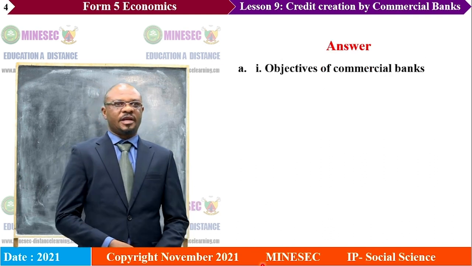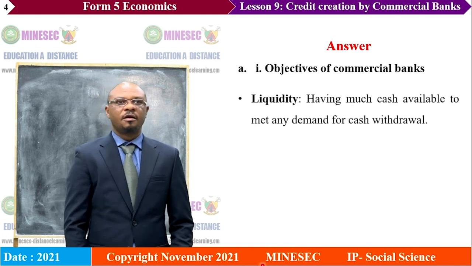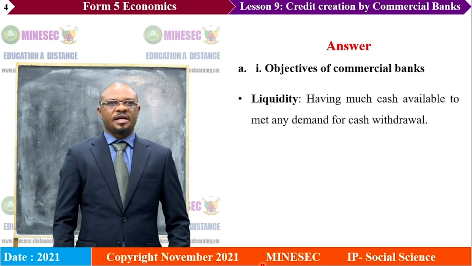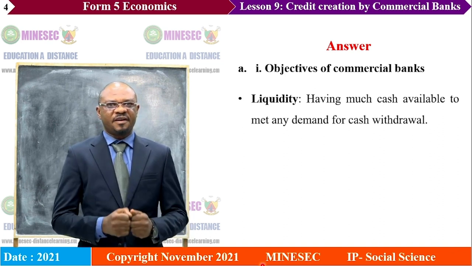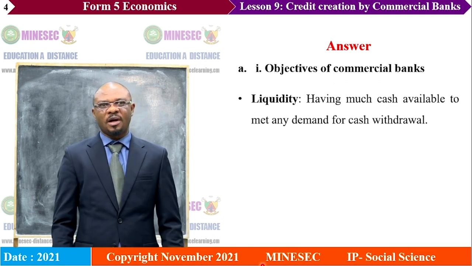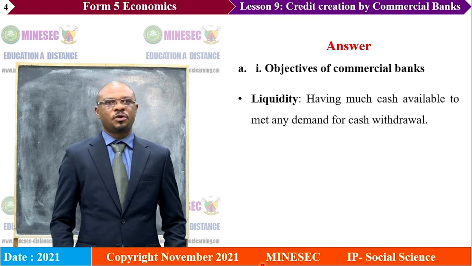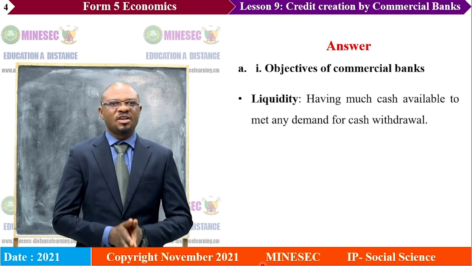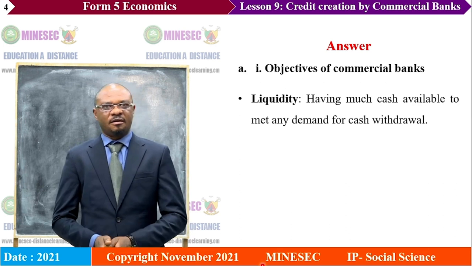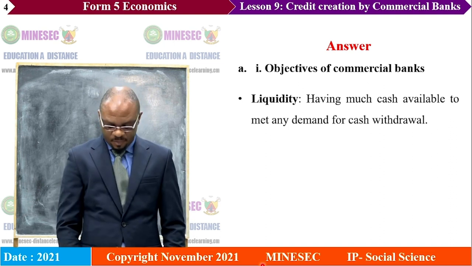So for the answer to the A part, the objectives of commercial banks. First, we have liquidity. This has to do with having enough cash available to meet any demand for cash withdrawal by depositors. So it is the objective of the bank to ensure that at any one time, there is enough cash so that when a person who deposited money in the bank comes for withdrawal, the money should be available.